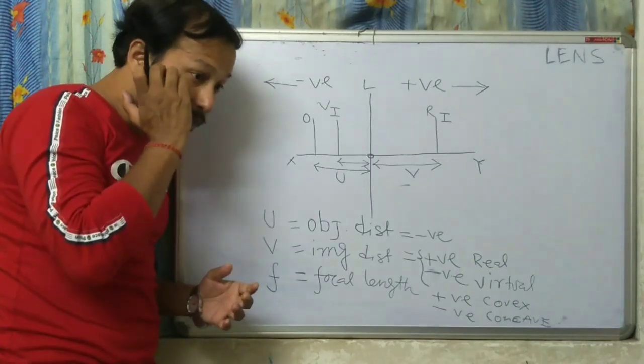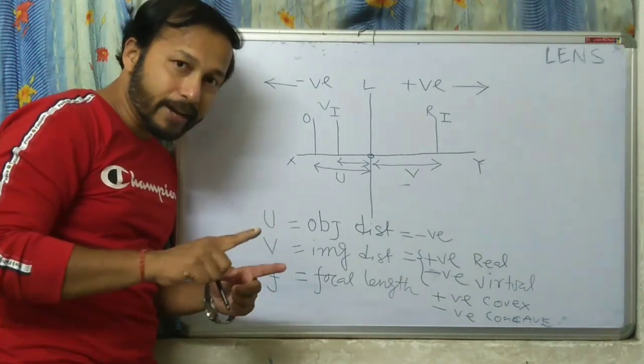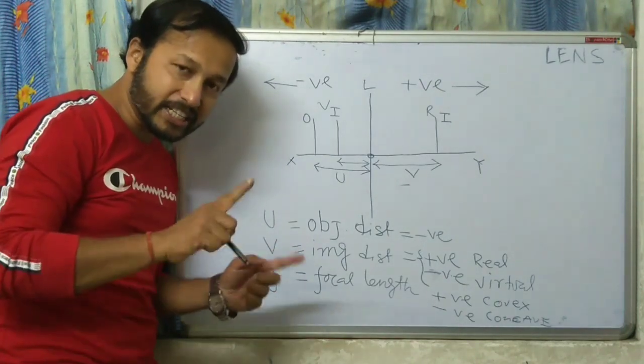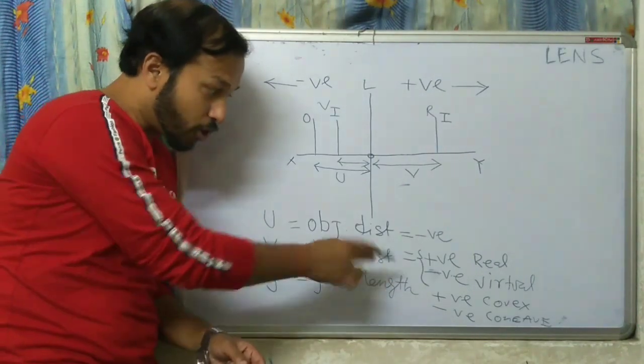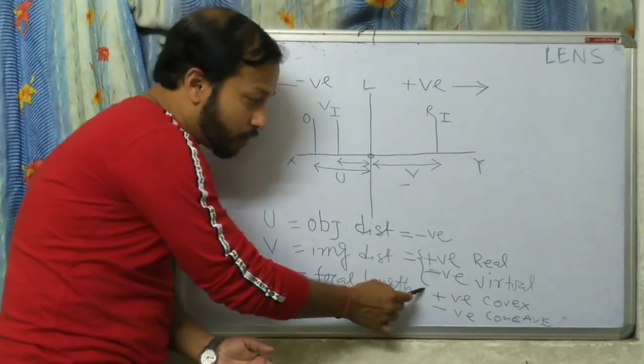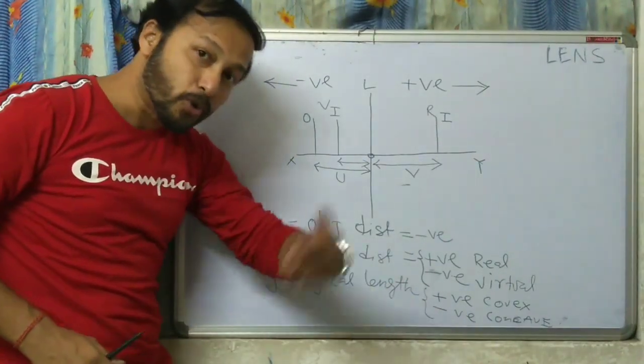And I want to tell you that in numerical, the lens will be mentioned. They will tell you that it's a convex lens or a concave lens. And the focal length will not be given with its sign. I mean the sign of the focal length will not be given. That you have to give on your own.